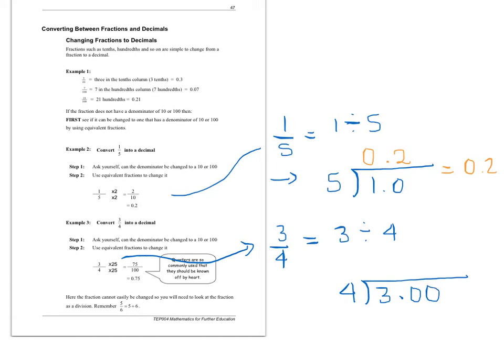Four divides into 3, doesn't go. 4 into 30 goes 7 times, with 2 left over. 4 into 20 goes 5 times. So that's the easiest way of converting fractions into decimals.